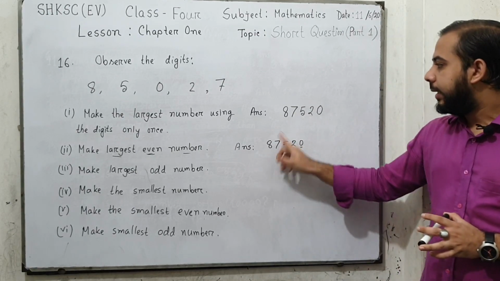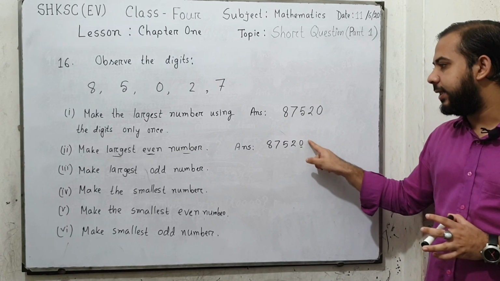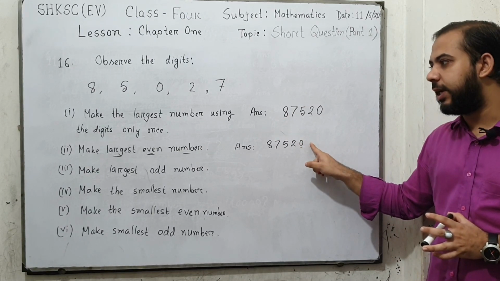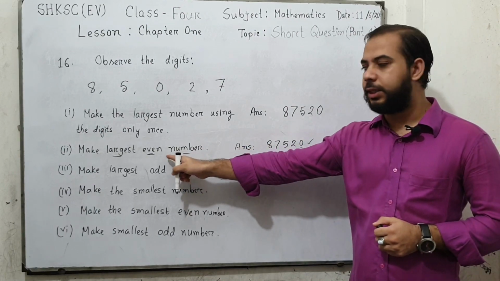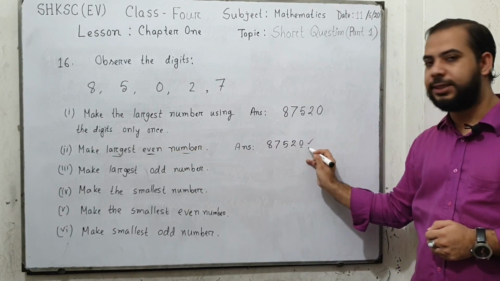So here this is the largest number and the last digit is 0, so this is also an even number. So this answer is also for the second question, make the largest even number. This is the largest even number.